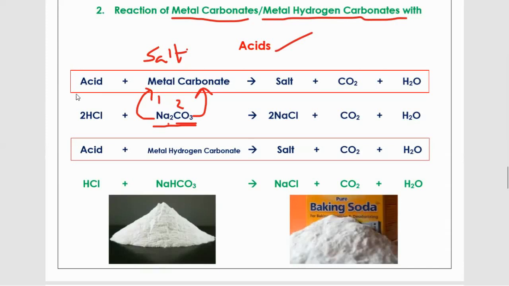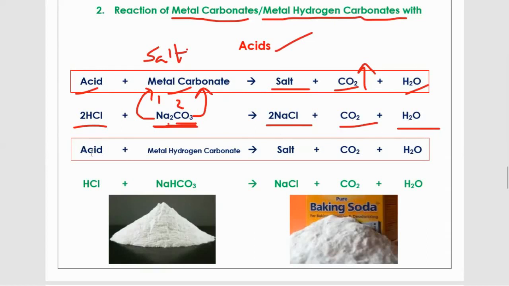Now when acid is reacting with a salt, that is metal carbonate, the products you can observe: one salt is produced, carbon dioxide gas, CO2, is produced, and water is released. Example, HCl hydrochloric acid plus Na2CO3 metal carbonate gives rise to NaCl, that is salt, and carbon dioxide, CO2, and water, H2O.